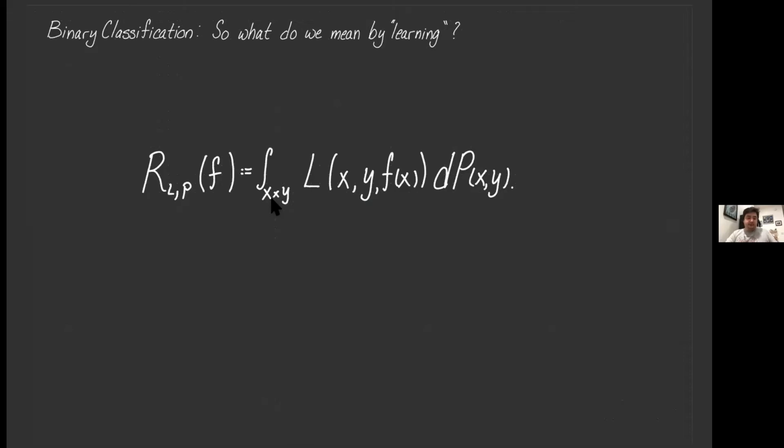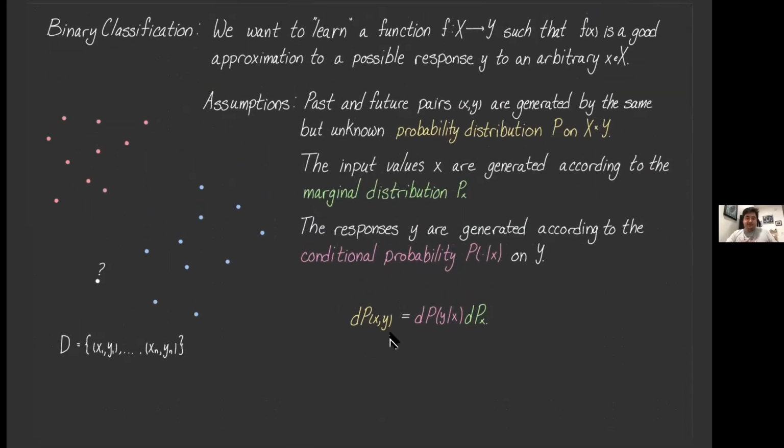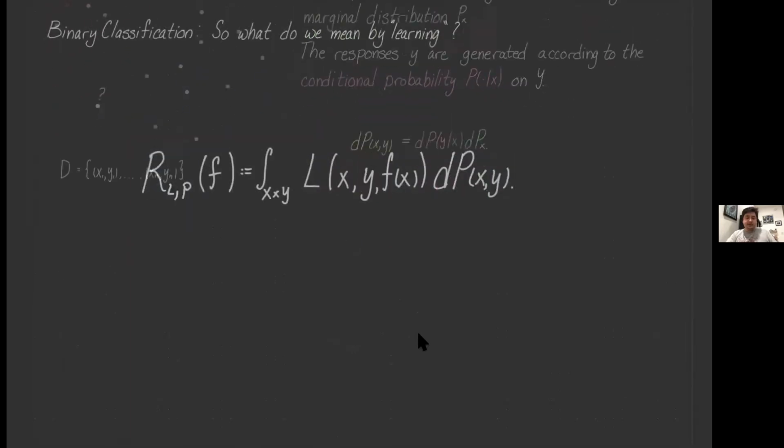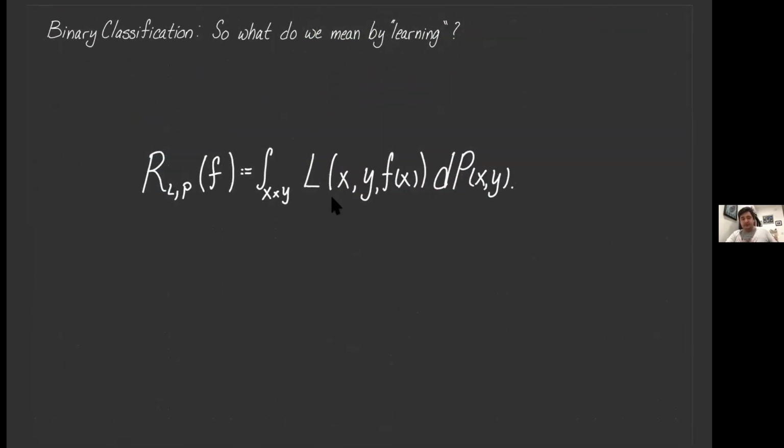So it's just an integral over x cross y of this measure that we had here, of this thing that we're going to call a loss function. Essentially, if you make a good prediction, the loss function is going to maintain. If you make a bad prediction, the loss function is going to go up. So for instance, in our binary classification problem, as we're trying to train our method, we're going to try and minimize this integral.